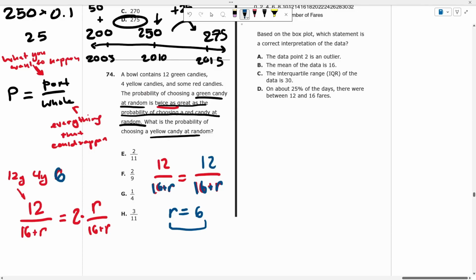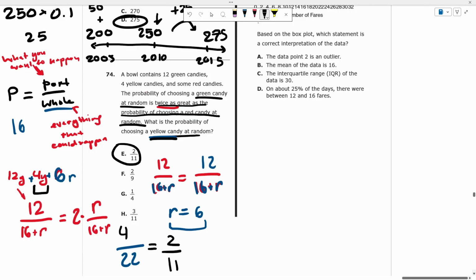So now it's pretty easy. They just want to find out the probability of choosing a yellow candy. Now that we know that there are 6 red candies, we know what my whole is. My whole, or everything that I can choose from, are the 12 green, the 4 yellow, and the 6 red. I can add all these together, and I have 22 as my whole. There are 22 total possible candies for me to choose from. When I want to find the probability of the yellow candies, I want to choose 4 out of these 22. So that's my probability. Now, don't panic that this isn't an answer choice. You need to simplify it. So 4 over 22 is equal to 2 over 11.